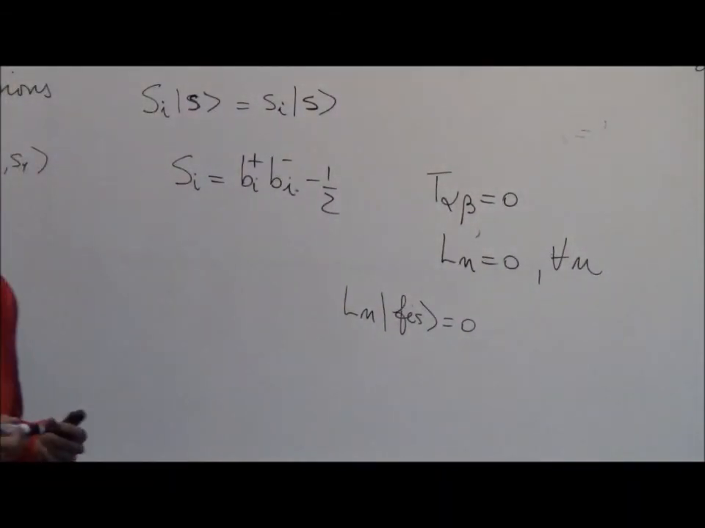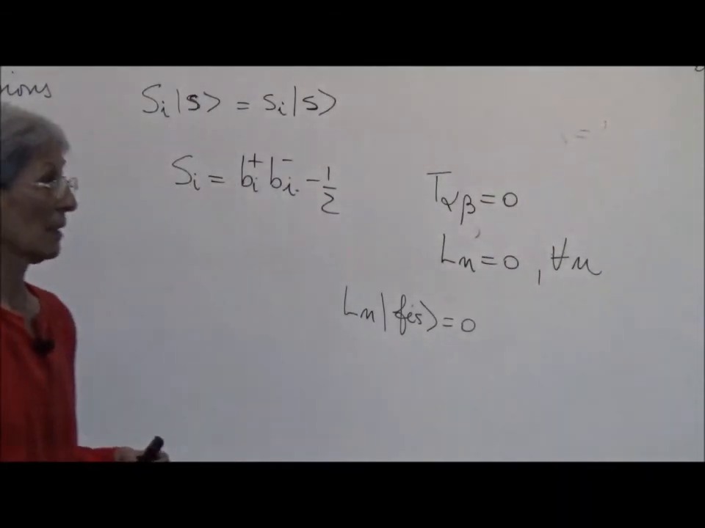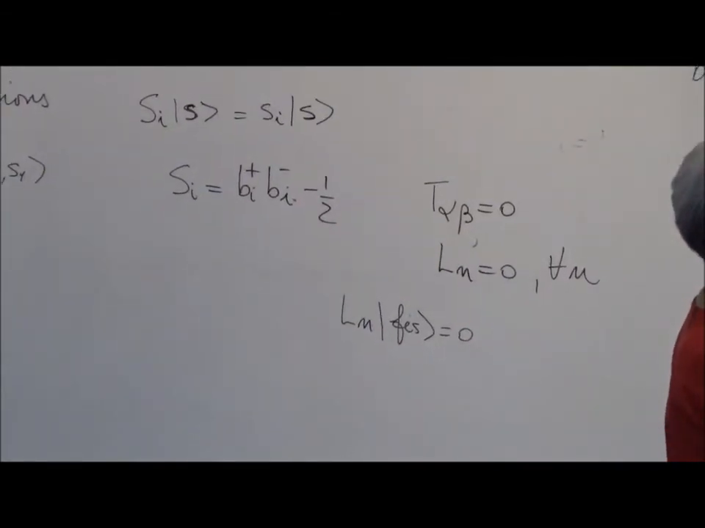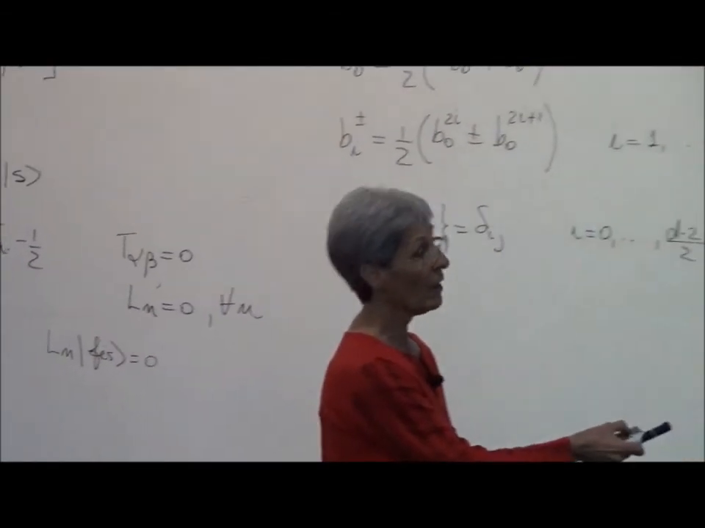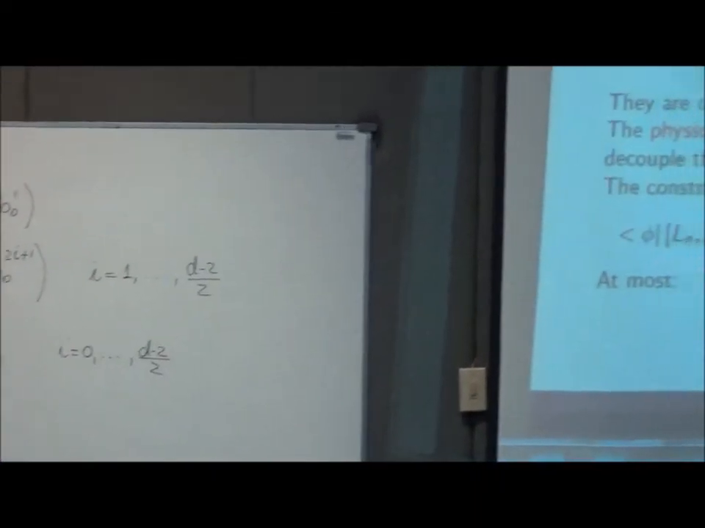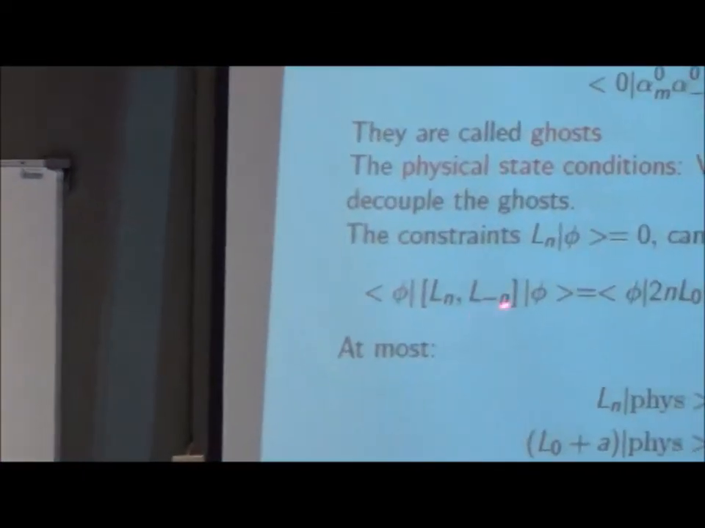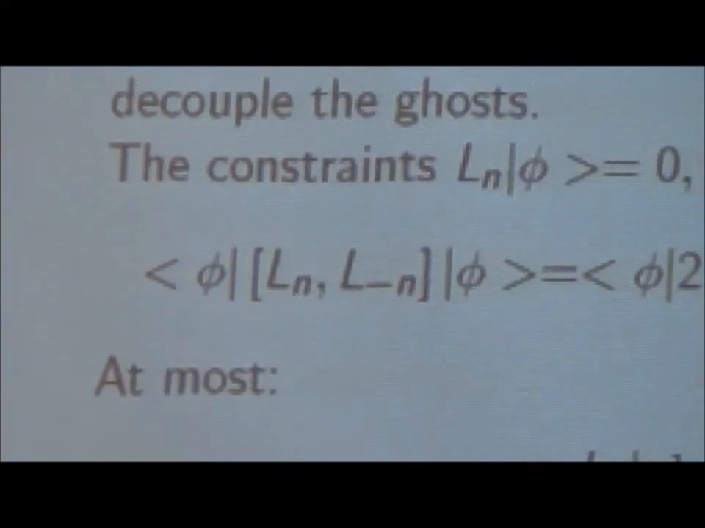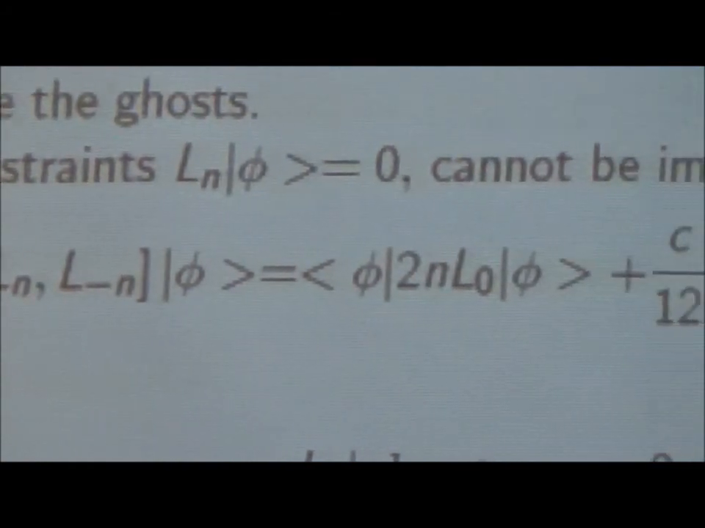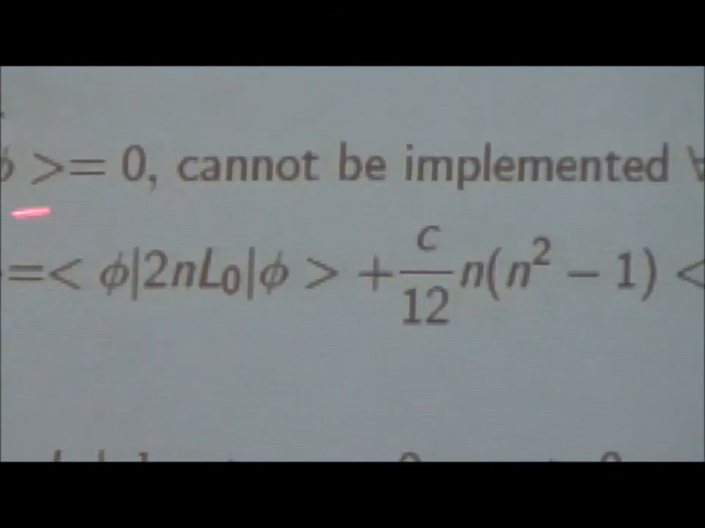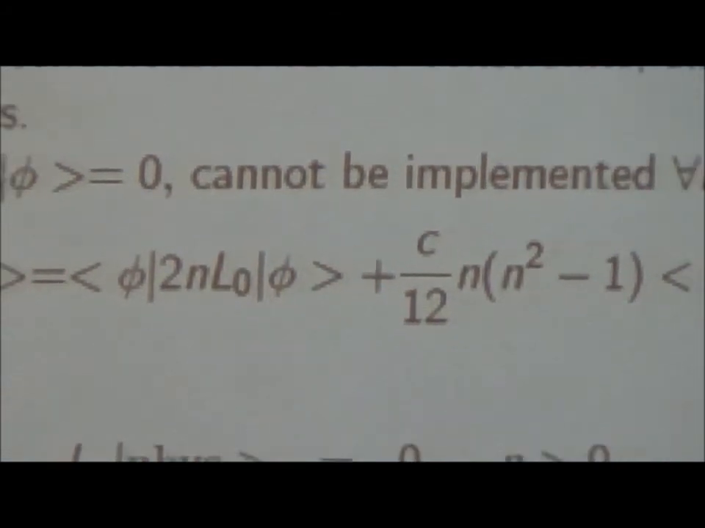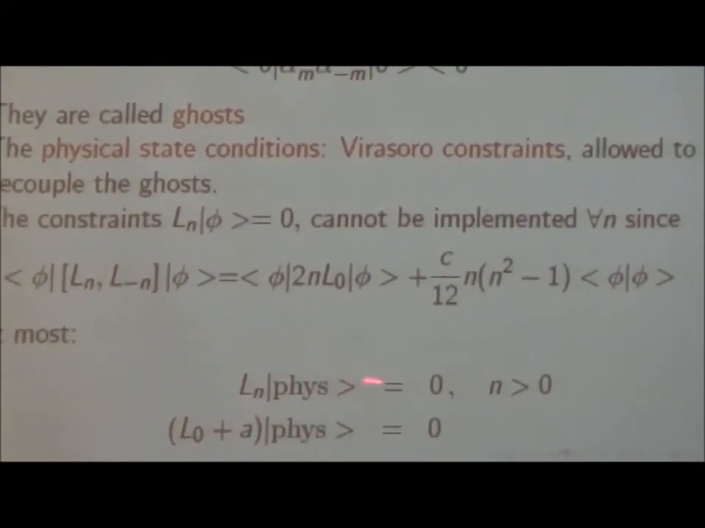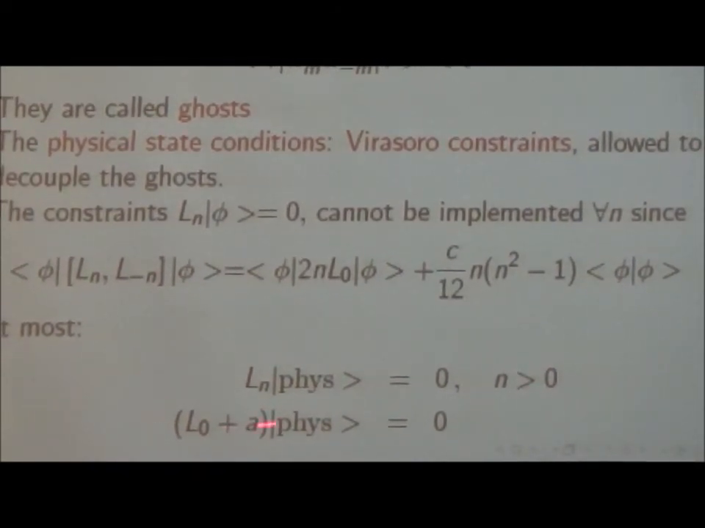However, I guess you have seen that it is not consistent to impose this condition for all n, because there is an anomaly in the Virasoro algebra. When you quantize the Virasoro algebra, you get this central charge term. So it is not possible to impose this condition for all n. It's inconsistent because then all states would have zero norm. So the most we can do is to impose this condition for the positive modes.